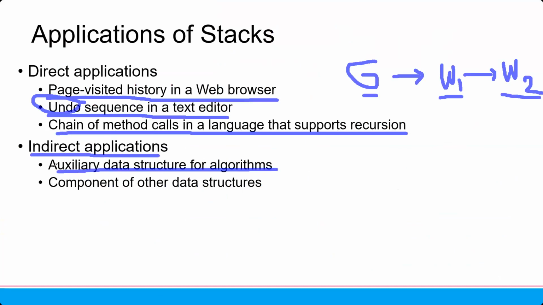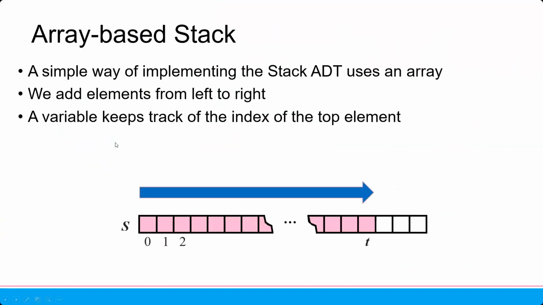Let's say maybe you want to analyze the genetic algorithm. In the genetic algorithm, when you analyze one seed, then you can apply that. And this is also a component of other data structures. Usually the stack can be implemented using an array.